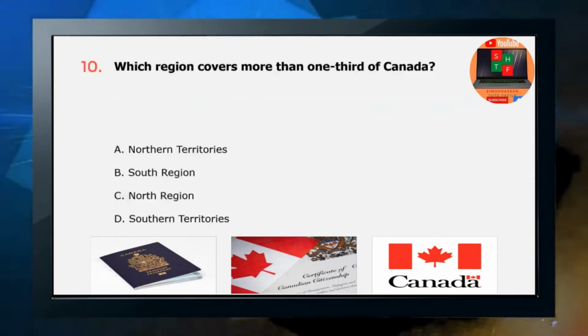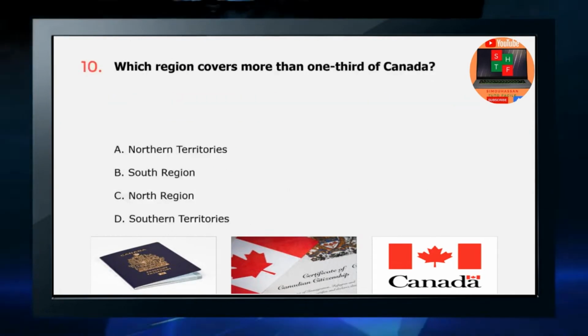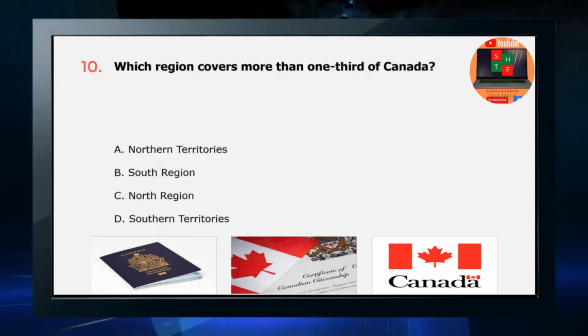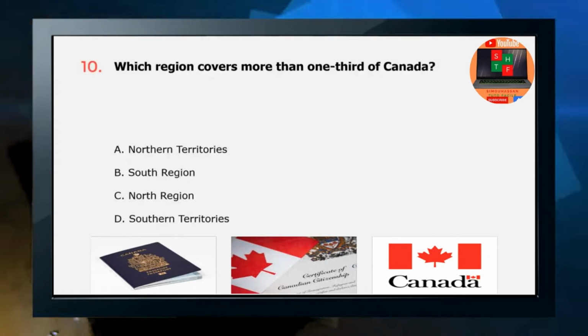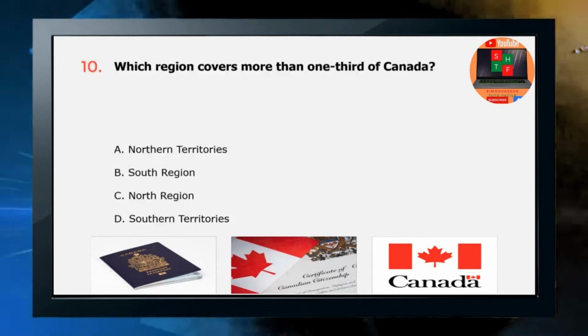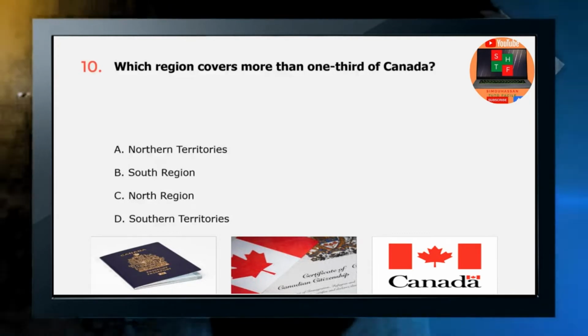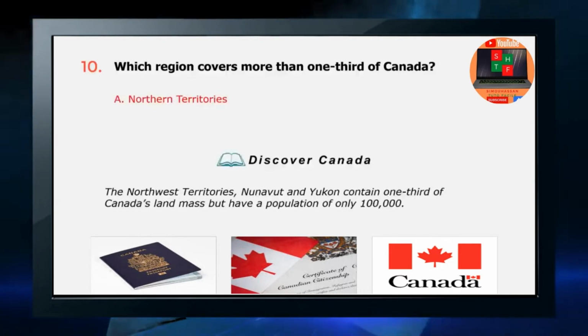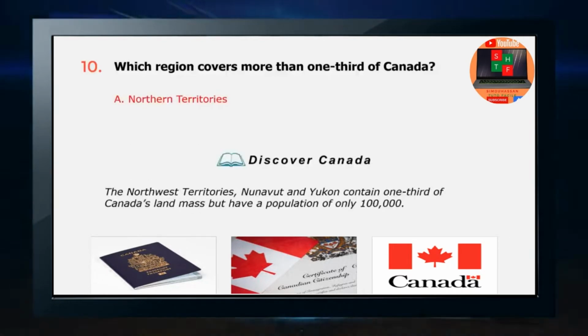Question 10. Which region covers more than 1/3 of Canada? A. Northern Territories. B. South Region. C. North Region. D. Southern Territories. The answer is A. Northern Territories.